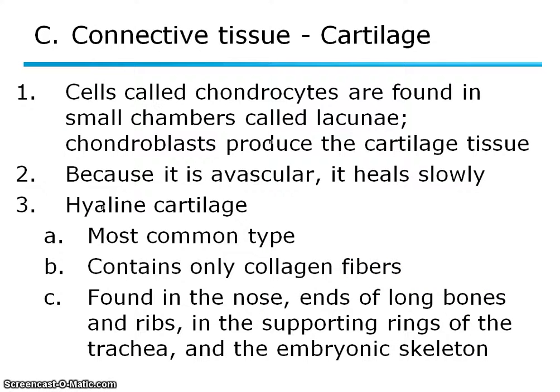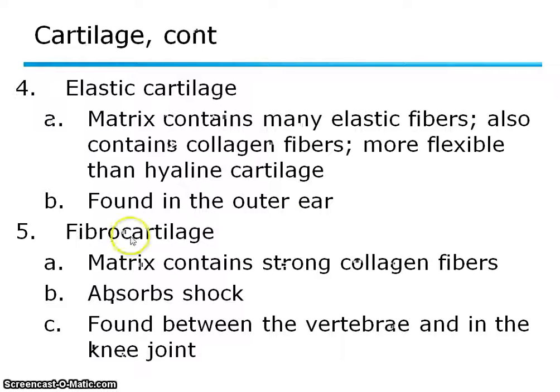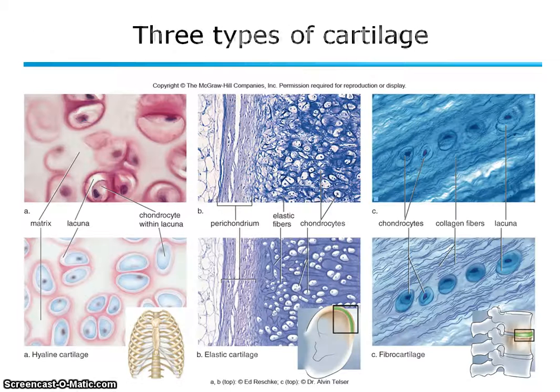That is the cartilage. The other types are elastic cartilage, and an example is found in the outer ear, and then fibrocartilage, again, has those strong collagen fibers, and is found between the vertebra and in the knee joint. So here's a pretty picture of the three different types. You have hyaline, elastic, and fibrocartilage.